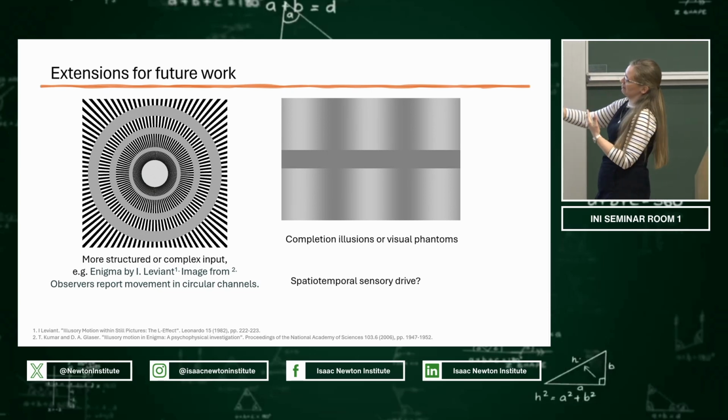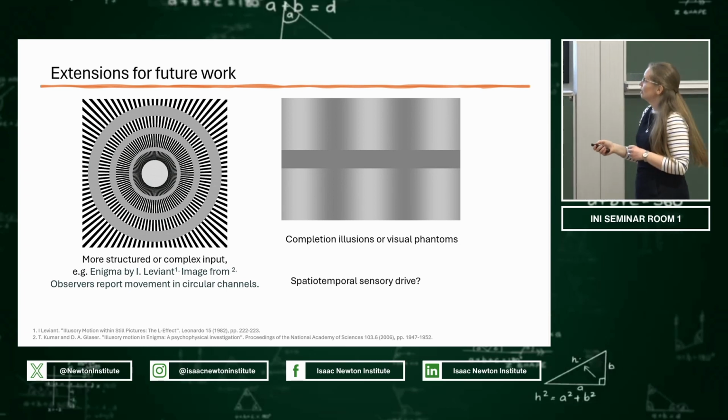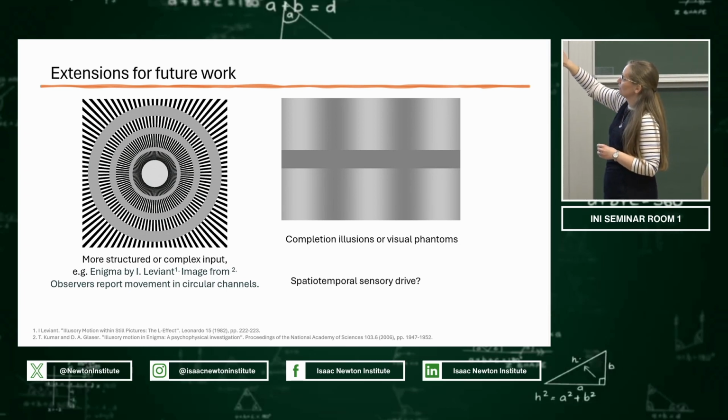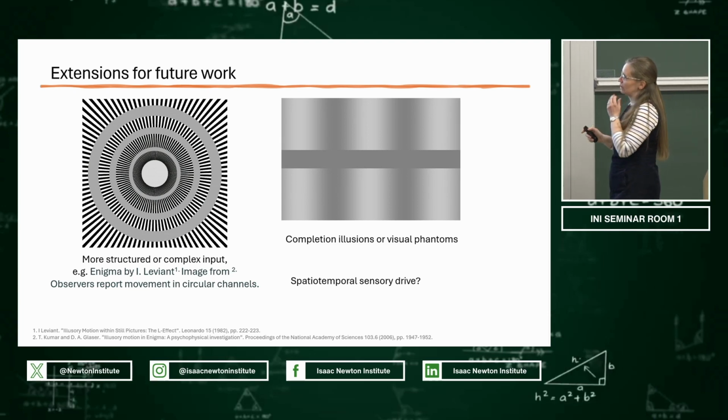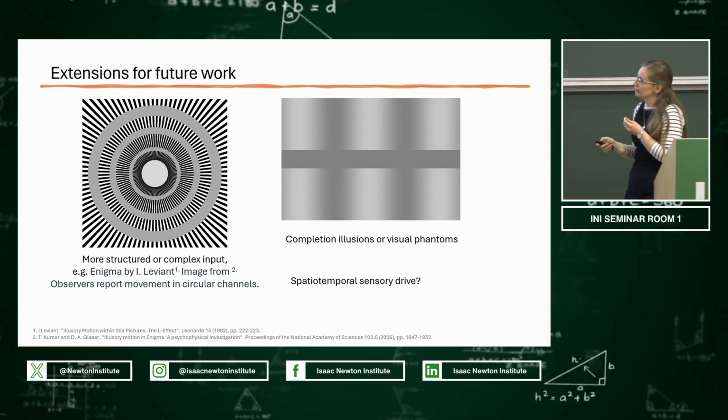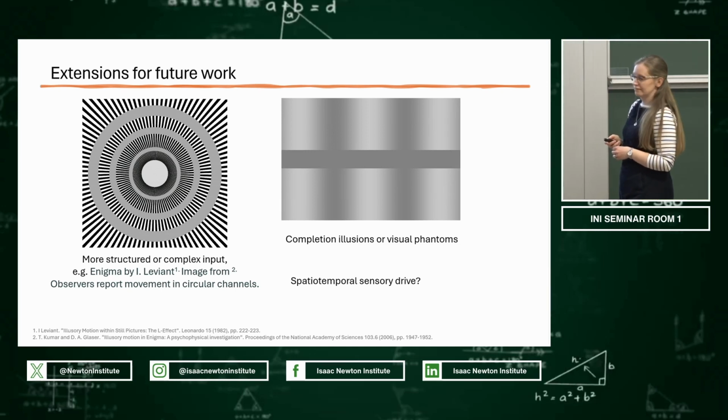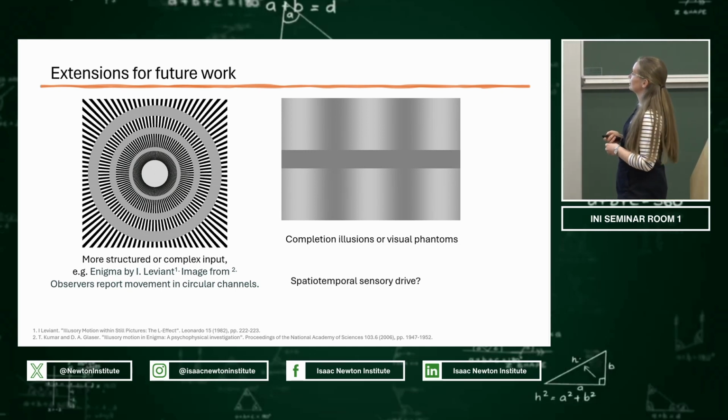So it's a famous piece of artwork where people observe sort of movement within the grey channels. This is a fairly simple geometric pattern, so it might be easy to put that into a neural field model and see what we get out.